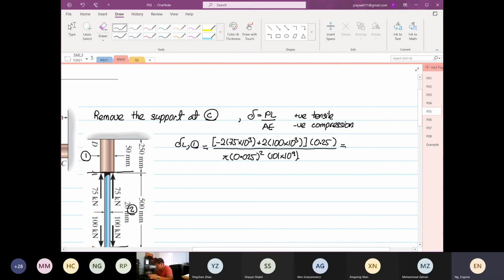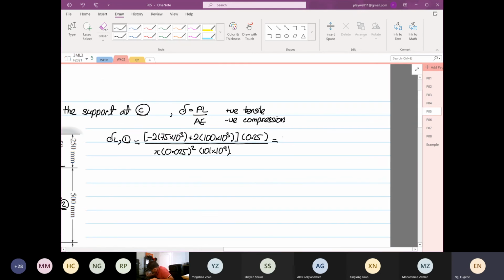So this will be equal to minus 2 times 10 power 3 plus 2 times 2, 100 power 3, times 0.25 divided by pi divided by 0.025 squared divided by 101 power 9. And I got positive, it's in tension, positive 63.032 times 10 to the power minus 6 meters.